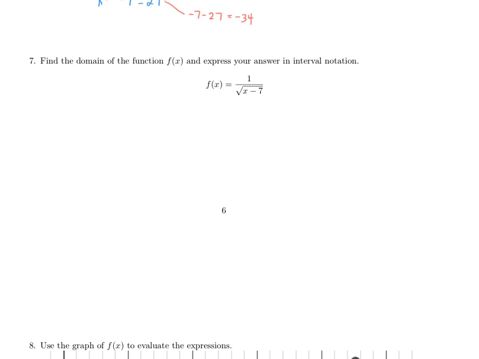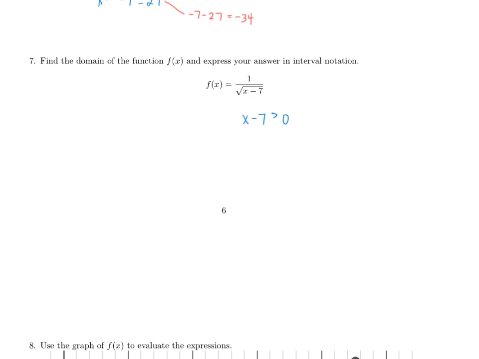So we want to set what's under the radical. Usually what we do is we say, okay, that has to be greater than or equal to 0, because it can be 0 or positive. But since this radical is in the denominator, it cannot be 0. So instead of having it greater than or equal to 0, we just want it to be greater than 0. If it's not equal to, then that takes care of the denominator as well.